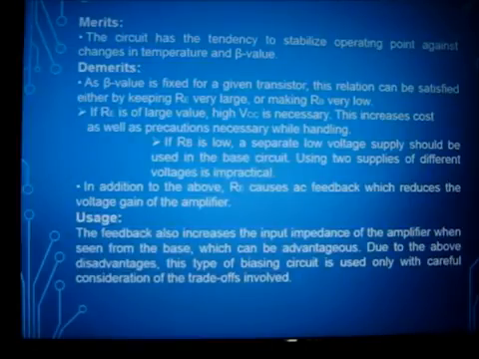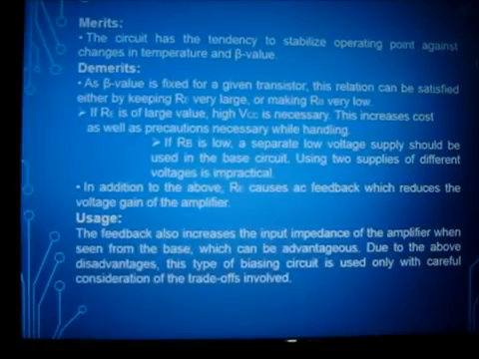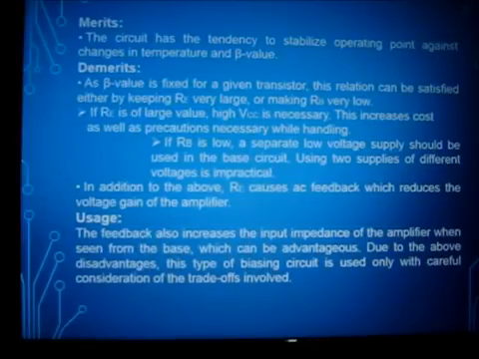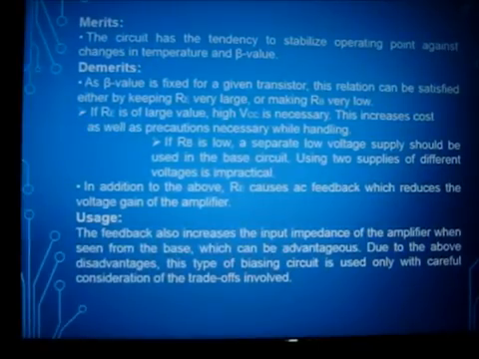Now it suffers from some demerits. As the beta value is fixed for a given transistor, this relation can be satisfied either by keeping RE very large or making RB very low. If RE is very large, a very high VCC is necessary. This increases the cost as well as precaution. If RB is low, a separate low voltage supply should be used in the base circuit. In addition to that, RE causes AC feedback, which reduces the voltage gain of the amplifier. The extra resistor used in the emitter causes the AC feedback, which reduces the voltage gain of the amplifier.